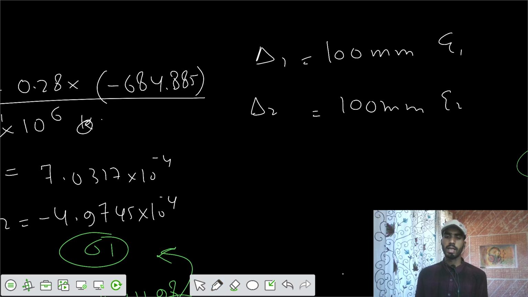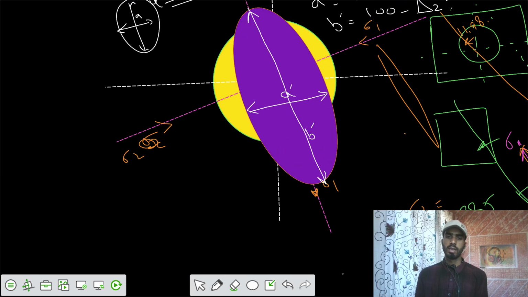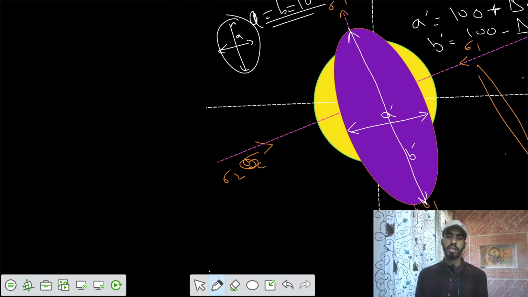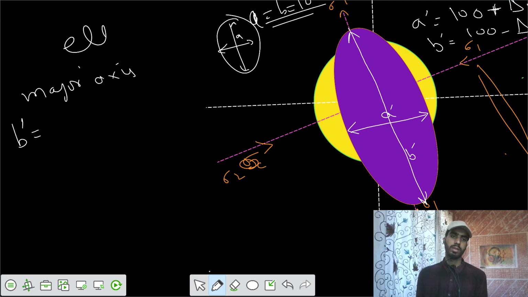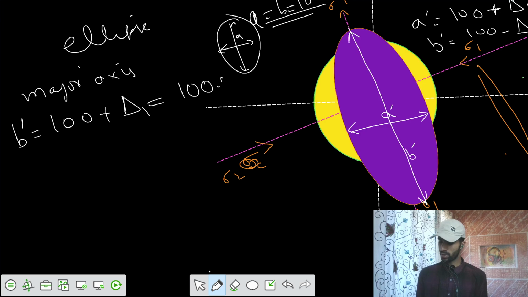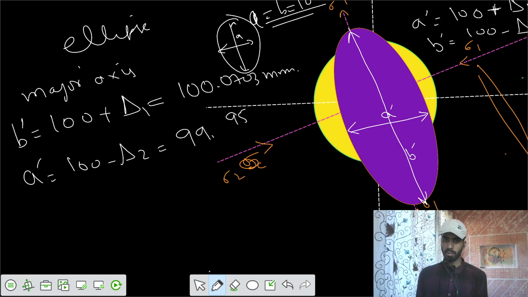Then finally you would say that the major axis of the ellipse, B dash, equals 100 plus delta 1, and that comes out to be 100.0703 mm. And similarly, A dash would be 100 minus delta 2, that's 99.95 mm.